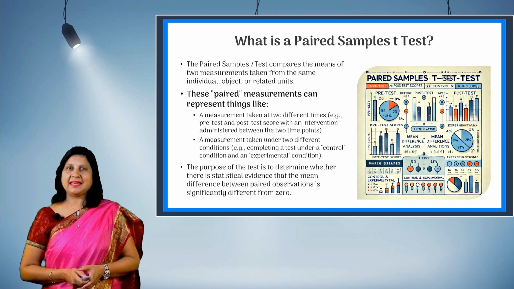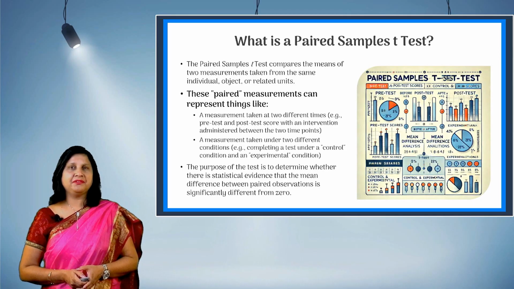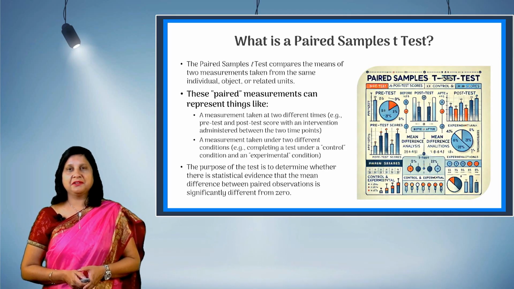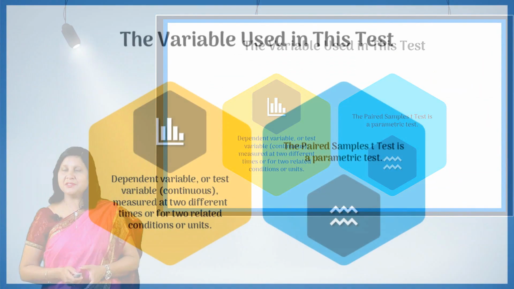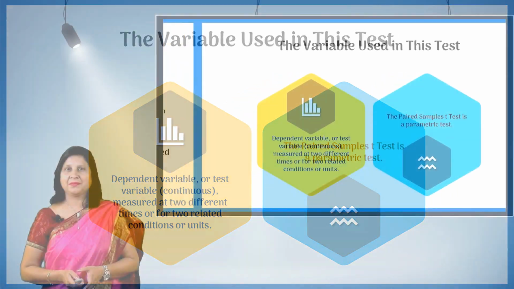The purpose of the test is to determine whether there is statistical evidence that the mean difference between paired observations is significantly different from zero. The variable used in this test is known as the dependent variable or test variable, which has to be a continuous variable measured at two different times or for two related conditions or units.